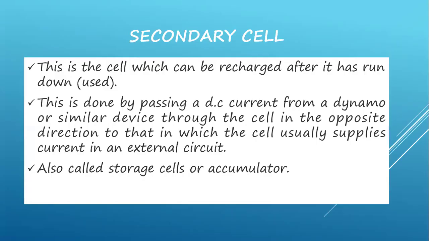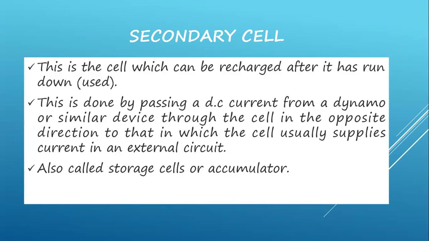We discussed previously that this is the cell which can be recharged after it has run down or has simply been used. We said that it is done by passing DC current from the dynamo or a similar device to the cell in the opposite direction to that in which the cell usually supplies current in an external circuit.